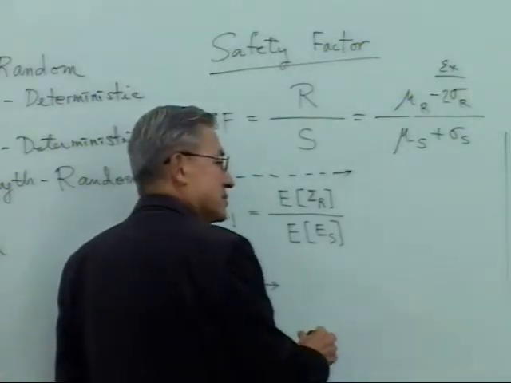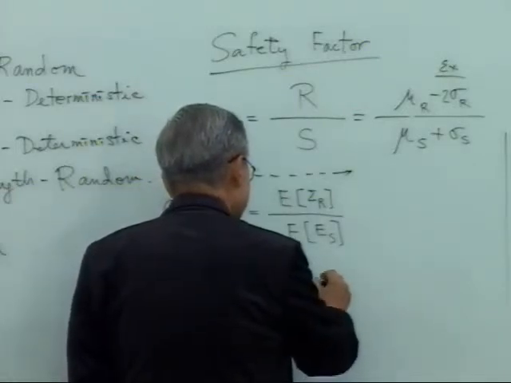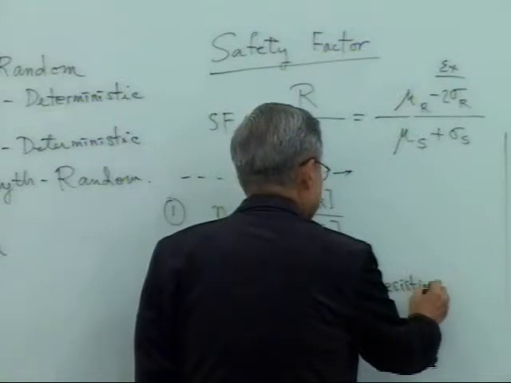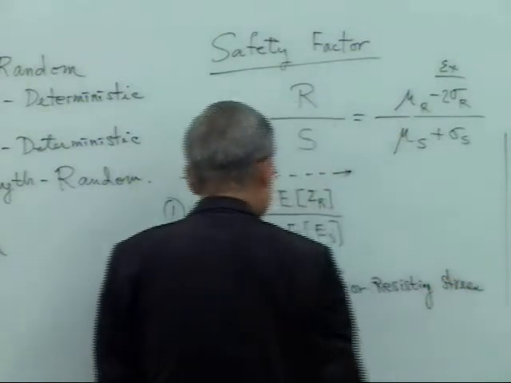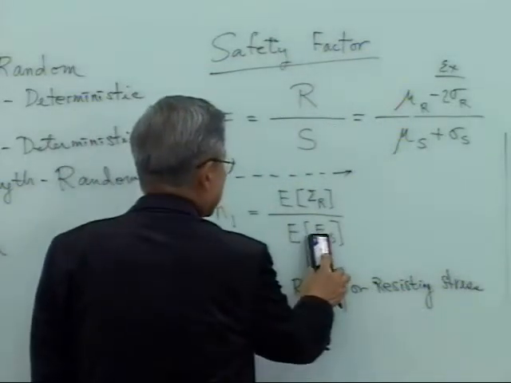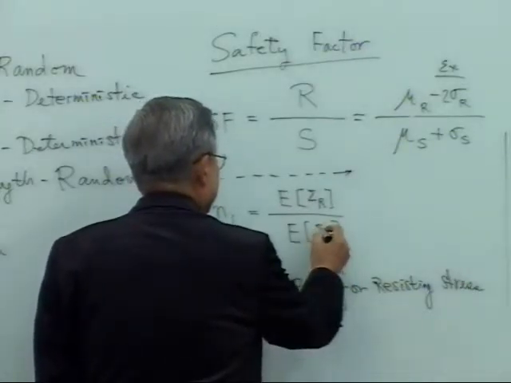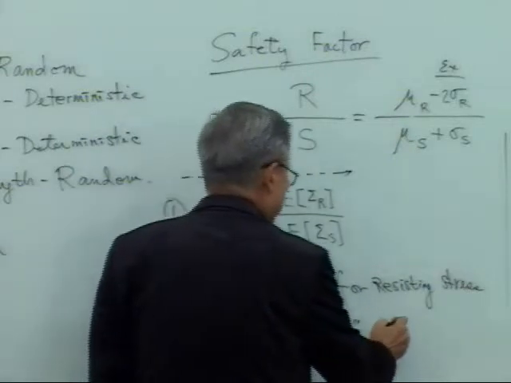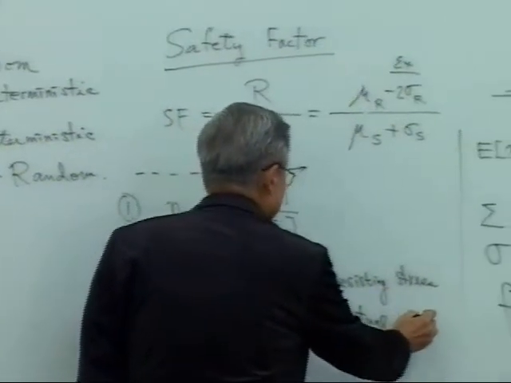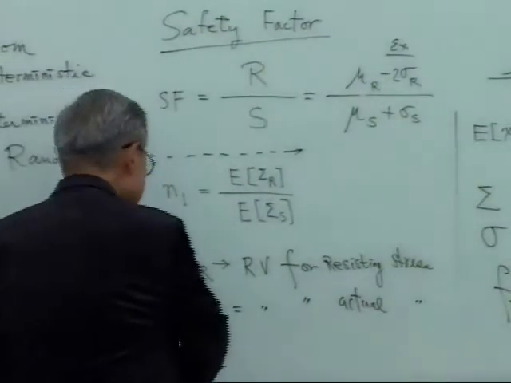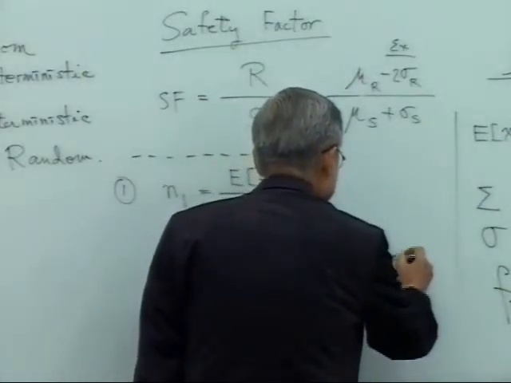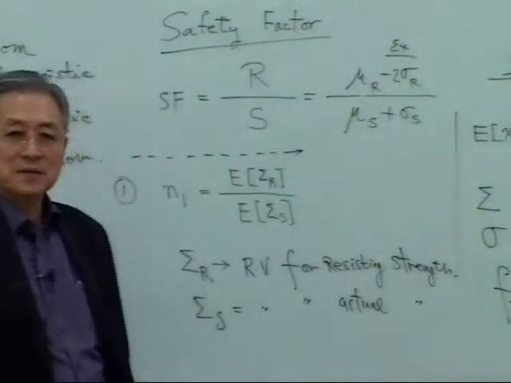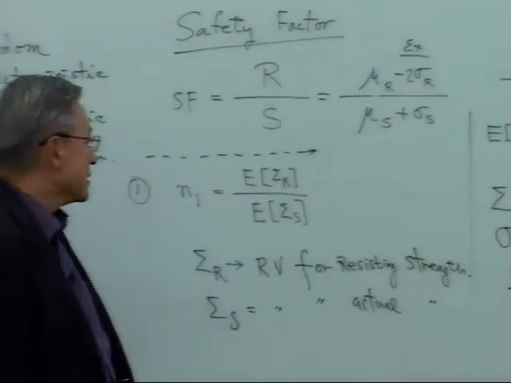Today's not Monday, it's Wednesday. Sigma R is the random variable for resisting stress. Makes sense. This is easy. And hey, you better change this one. Sigma S is the random variable for actual stress. Resisting stress, or really we use resisting strength, is all the same thing. Nothing to confuse, right? That's the notation he used, and it's easy.